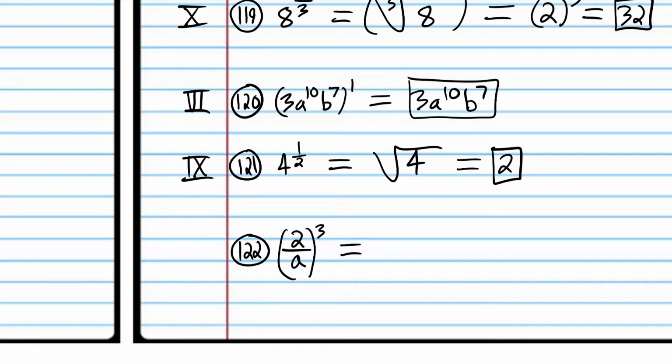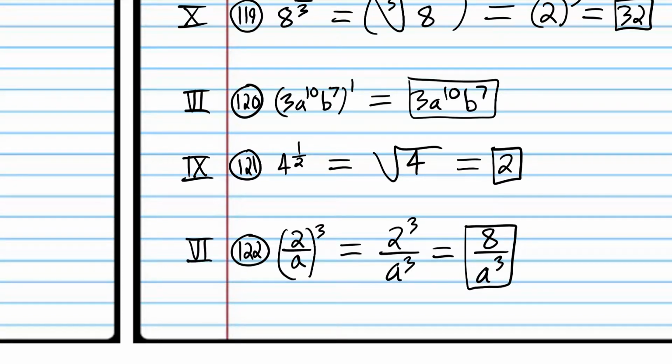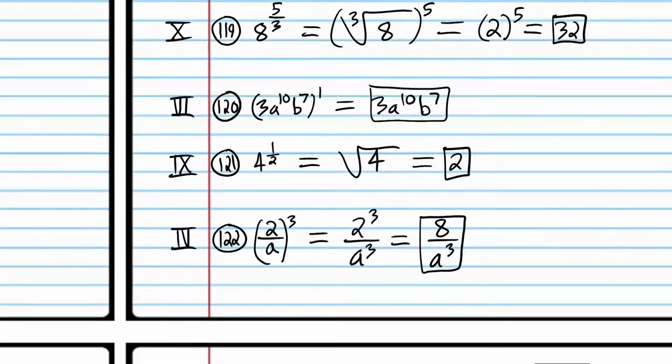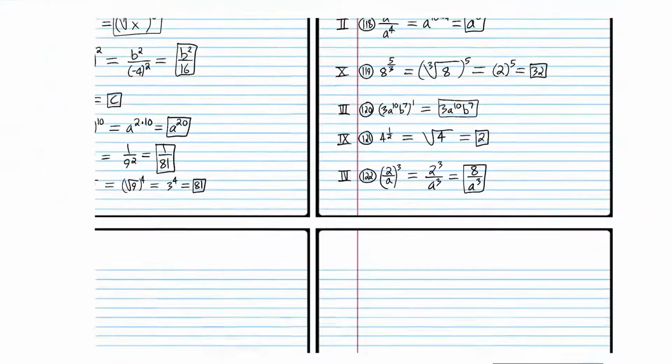All right, we're back. So you have a fraction raised to a power, so you just take the numerator, raise it to that power, and take the denominator, raise it to that power. 2 to the 3rd power is 8, and so we have 8 over a to the 3rd power, and that's it. And that is rule number 6. Actually, no, not 6. That's rule number 4. So if you got that one right, good job.